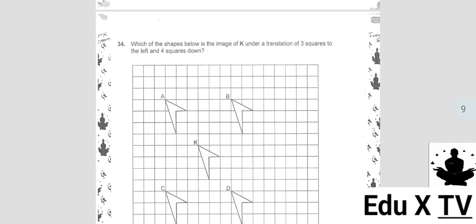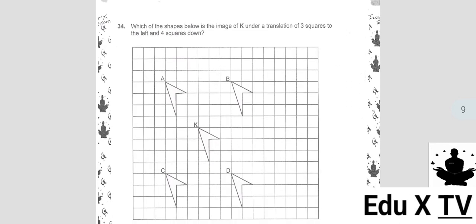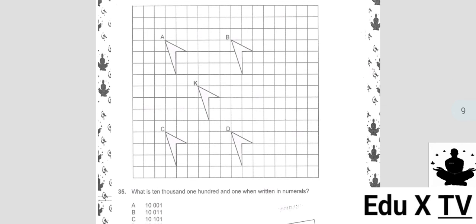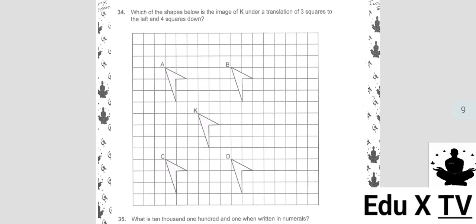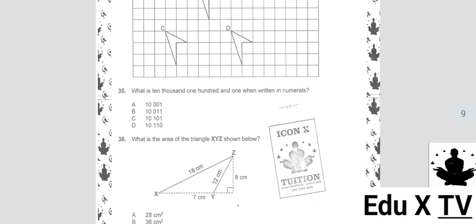Number 34. Which of the shapes below is the image of K under a translation of 3 squares to the left and 4 squares down? The answer is C. Number 35. What is 10,101 when written in numerals? The answer is C.